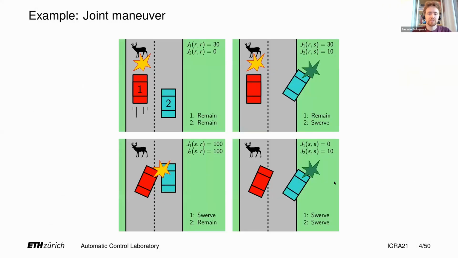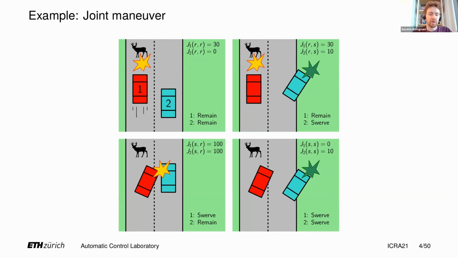Okay. So let's see a very simple example about joint maneuvering. What's the story behind this game? We have two cars, the red car and the blue car, driving in the same direction over two separate lanes. But the car on the left, at some point, detects an obstacle in the middle of the road.